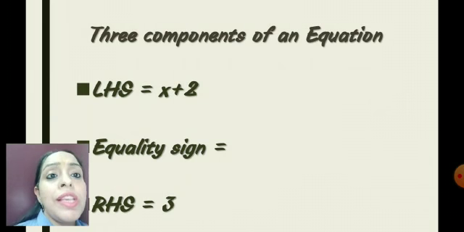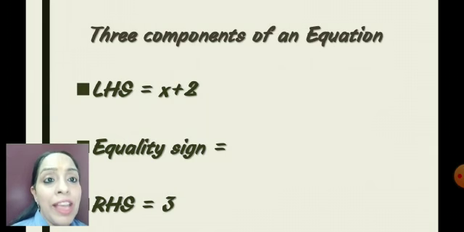So LHS is the first component of the equation, that is x plus 2. The second one is the equality sign, that is the equals to sign, and the third one is RHS, that is right hand side. What is written on the right hand side of the equation is 3.